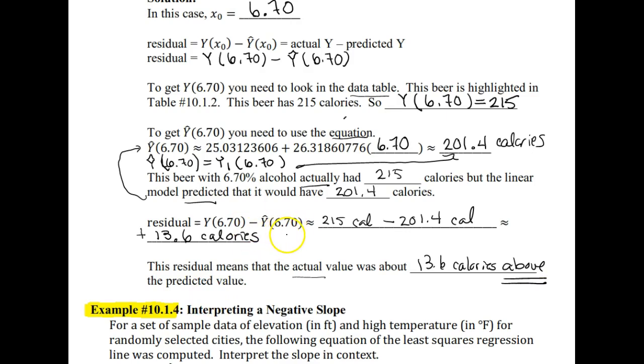Now, had we subtracted these and gotten a negative, let's say negative 13.6, then that would say that the actual value was about 13.6 calories below the predicted value. So in the interpretation, we would still have a positive number, but the word above would be changed to below.